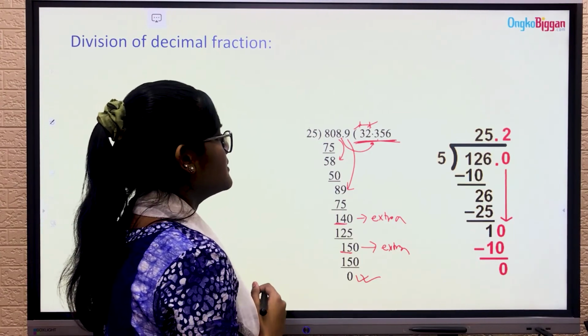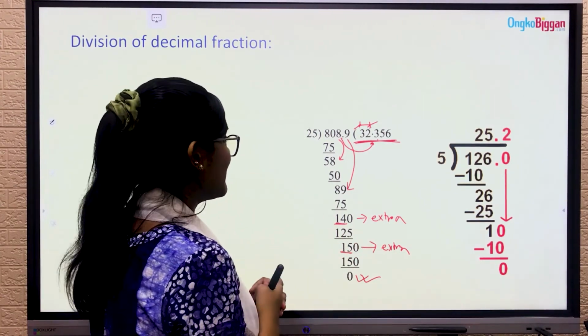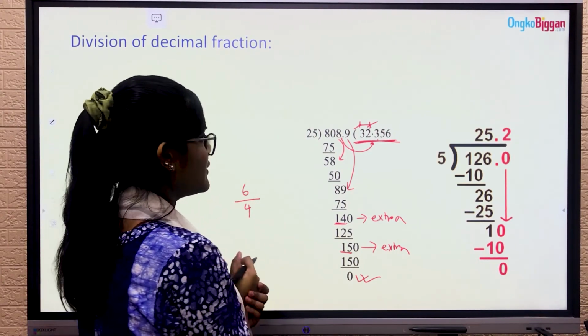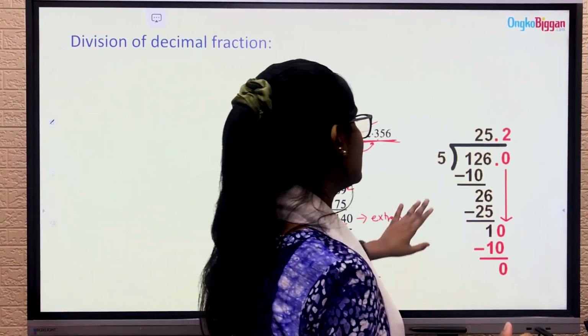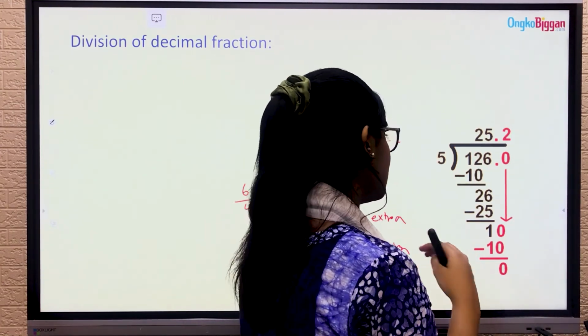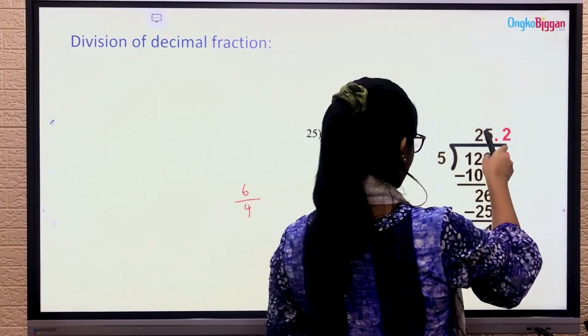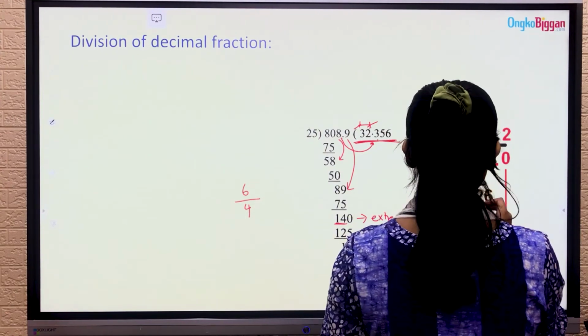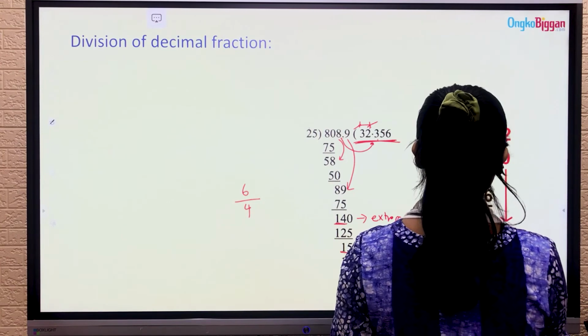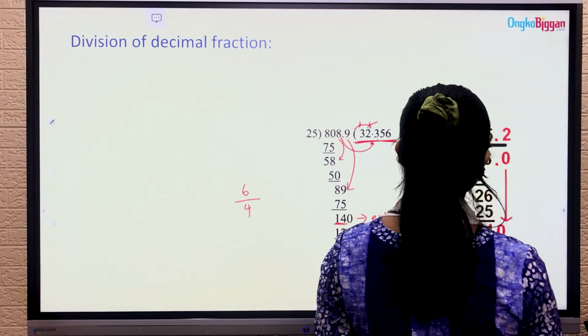whole number. That means a whole number can't be divisible by a whole number, like 6 can't be divisible by 4. So what we will do in that case, it's like this. So here 126 is divided by 5. So firstly 5 to the 10, so we have 2, then we put the 6, then 5 to the 25, we have our leftover 1 as remainder.